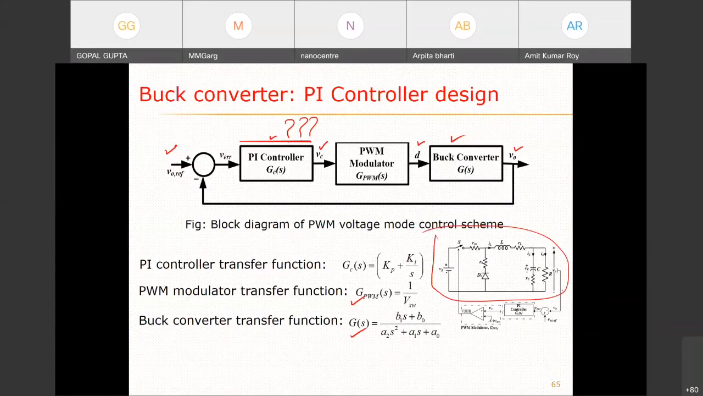How the duty cycle is obtained from the VC is also already known. Now the only thing remaining is how to design this PI controller. Okay, so that is to be decided, that we'll see now.